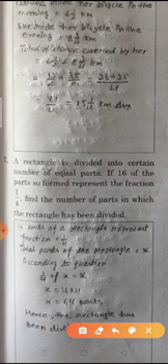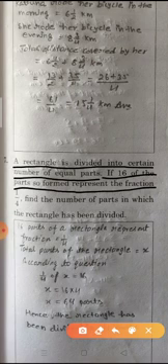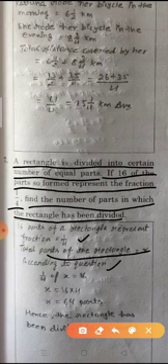Question number 7. A rectangle is divided into a certain number of equal parts. If 16 of the parts so formed represent the fraction 1/4, find the number of parts in which the rectangle has been divided. So 16 parts of the rectangle represent the fraction 1/4. Let the total parts of the rectangle be x. According to the question, 1/4 of x is equal to 16.